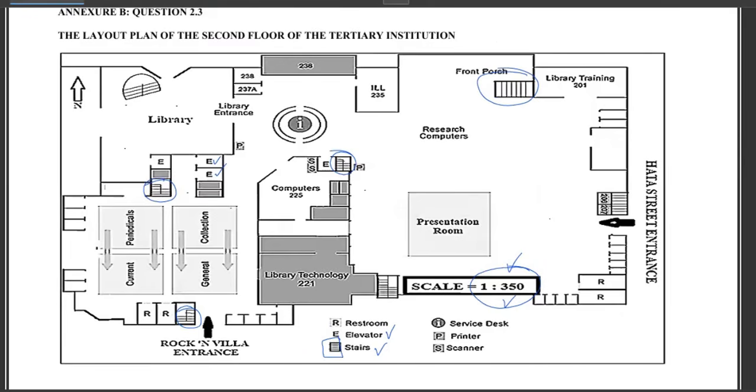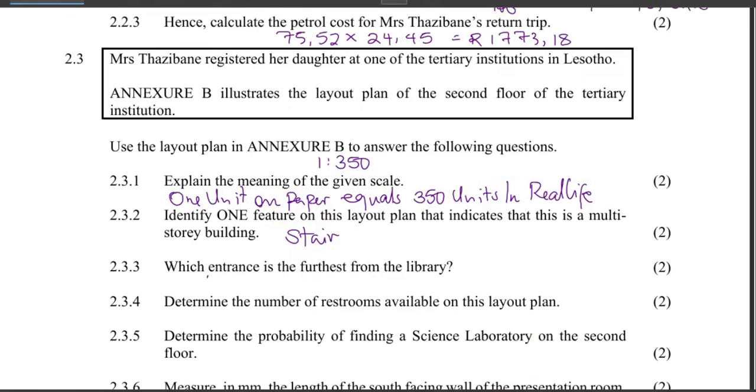Which entrance is the farthest from the library? First and foremost, allocate the library. Here we are. This is the library. Then entrances that we have, this one's nearer. You see that? Then another entrance is this other one here. So the farthest is Atta Street entrance.